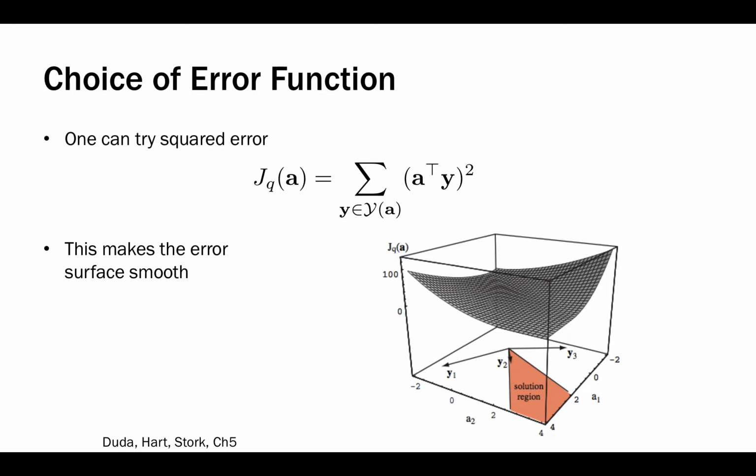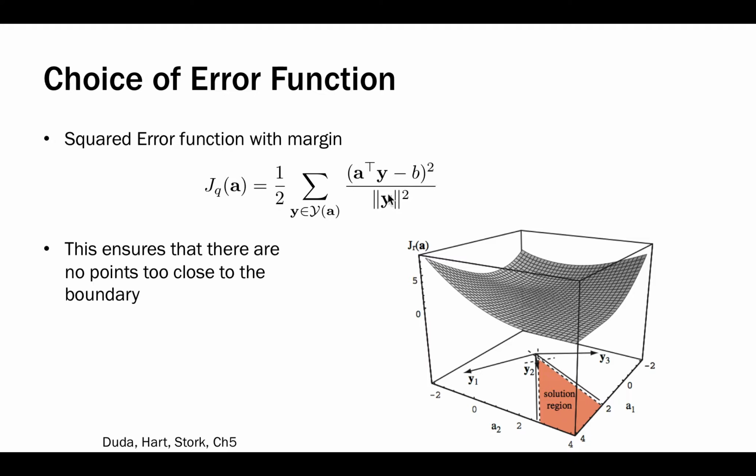I could change it. I could find the squared error of A transpose Y, because A transpose Y should really be 0 for a good solution. So I could use this squared error. How far away am I from a good solution? How far is my A from a good solution? Okay, and I could sum that over all my points. This sort of cost function will generate a more smoother error surface, which means gradient descent is supposed to work better. Or I could use this with what we call a margin.